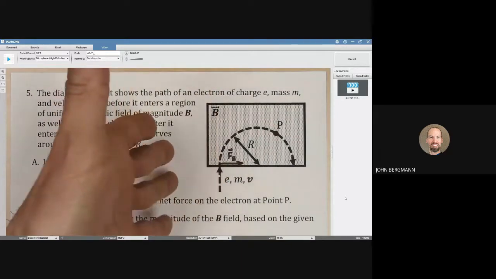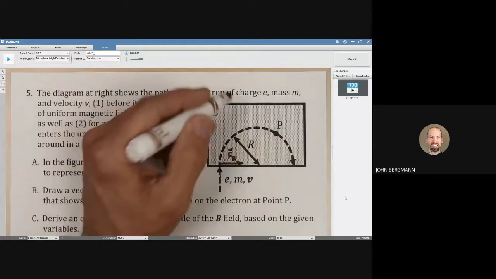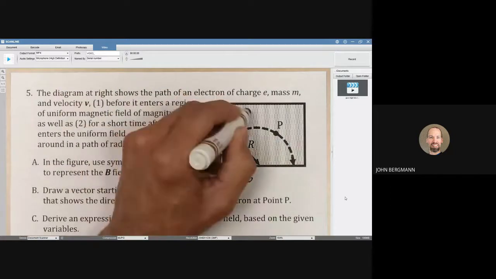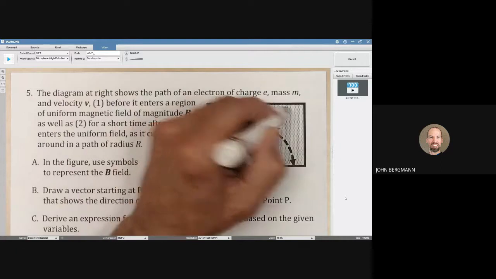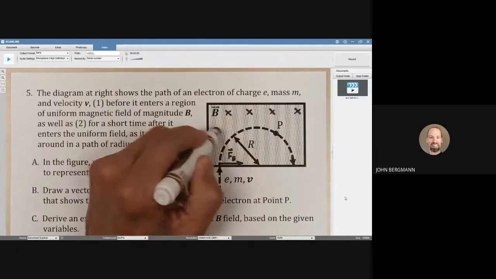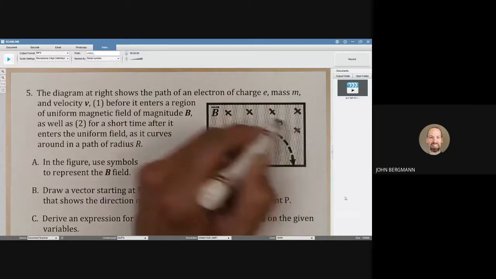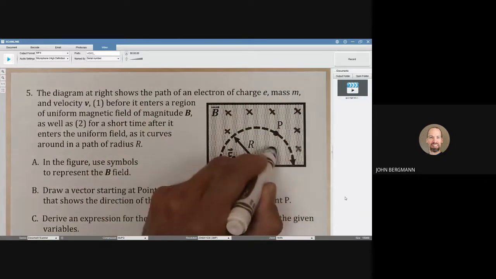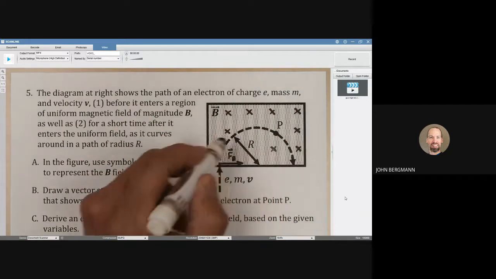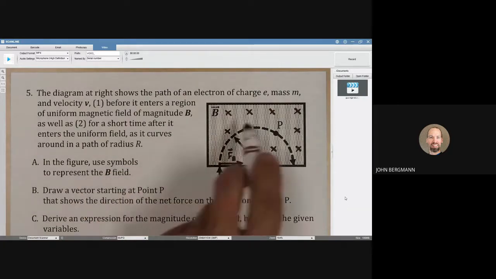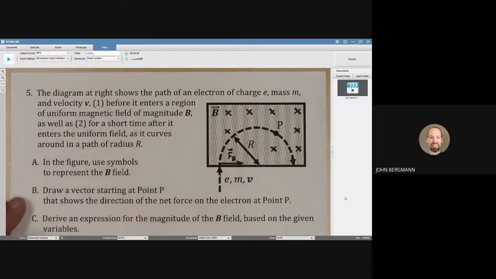So you see my fingers? They're pointing into the page. There is a uniform magnetic field, and into the page we represent with X's. Sometimes we put a circle around the X's. And I should put X's uniformly here, but there's a lot of other stuff in the diagram, and I don't want to do that. Those X's represent the direction of the magnetic field.